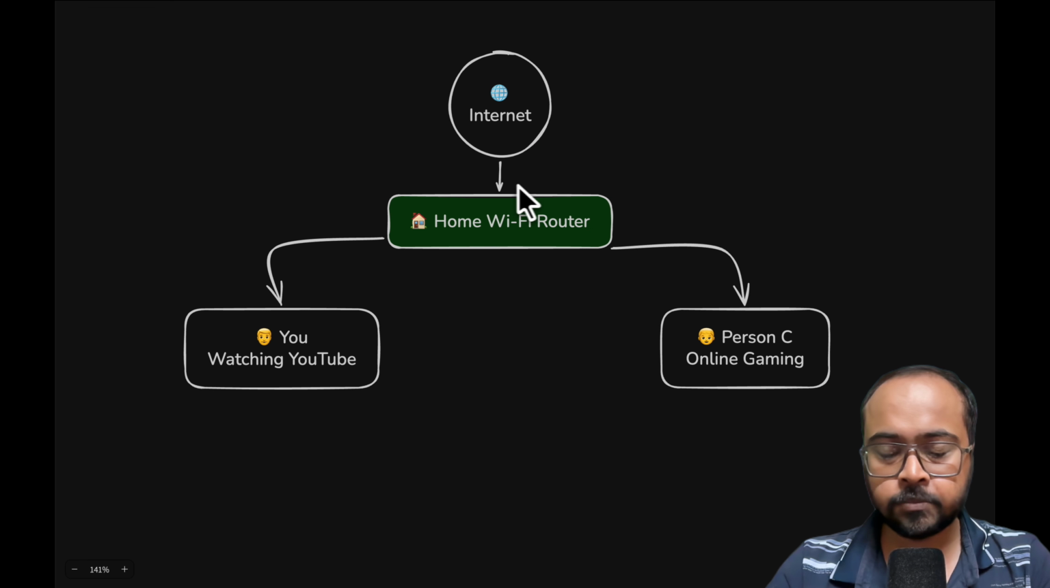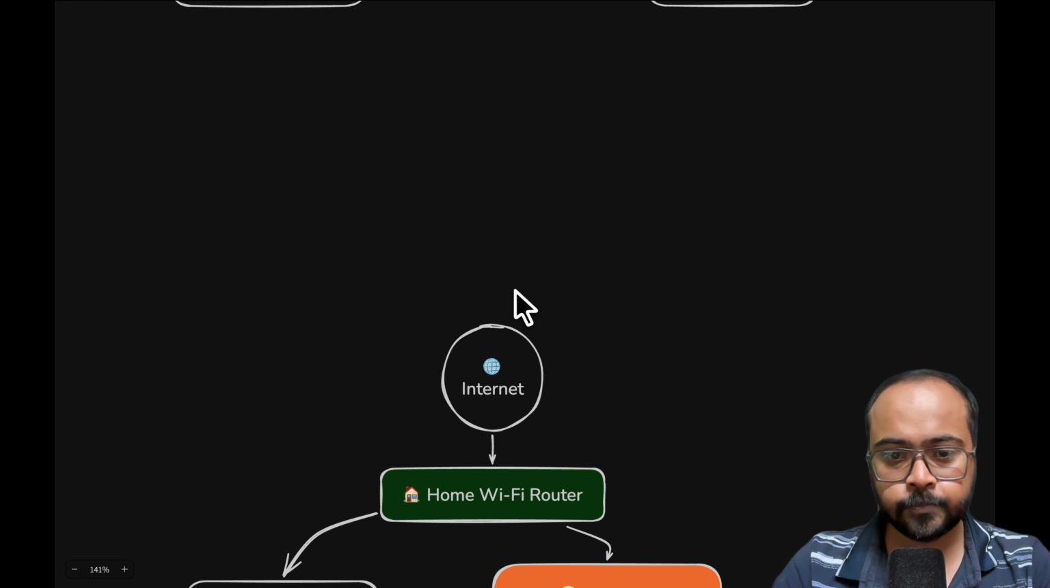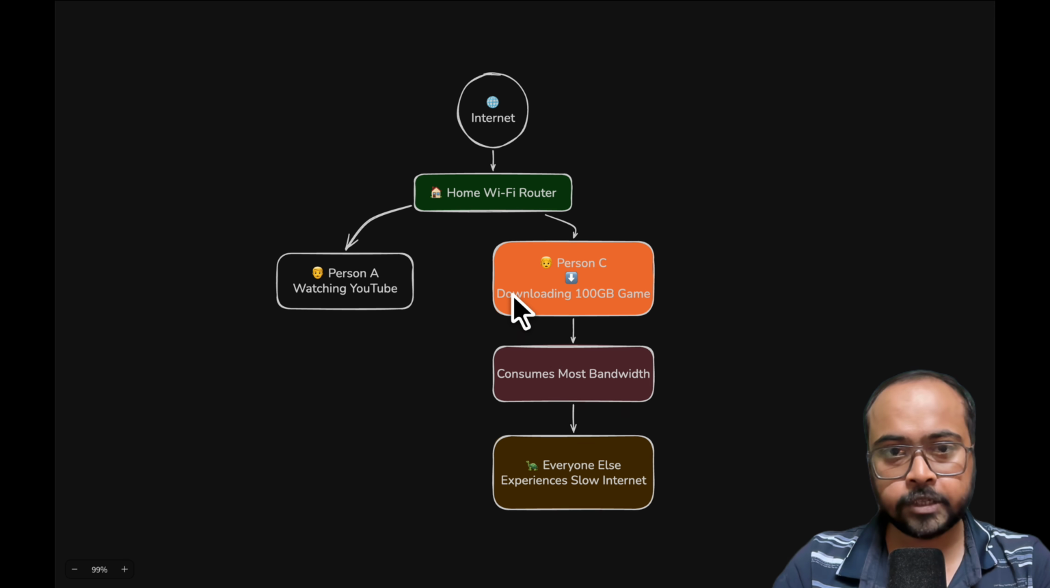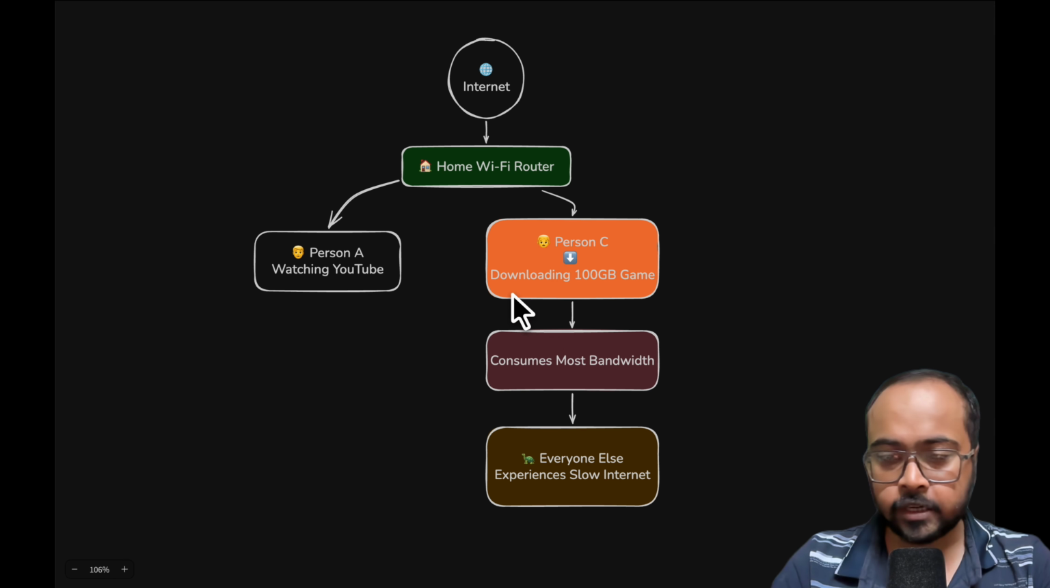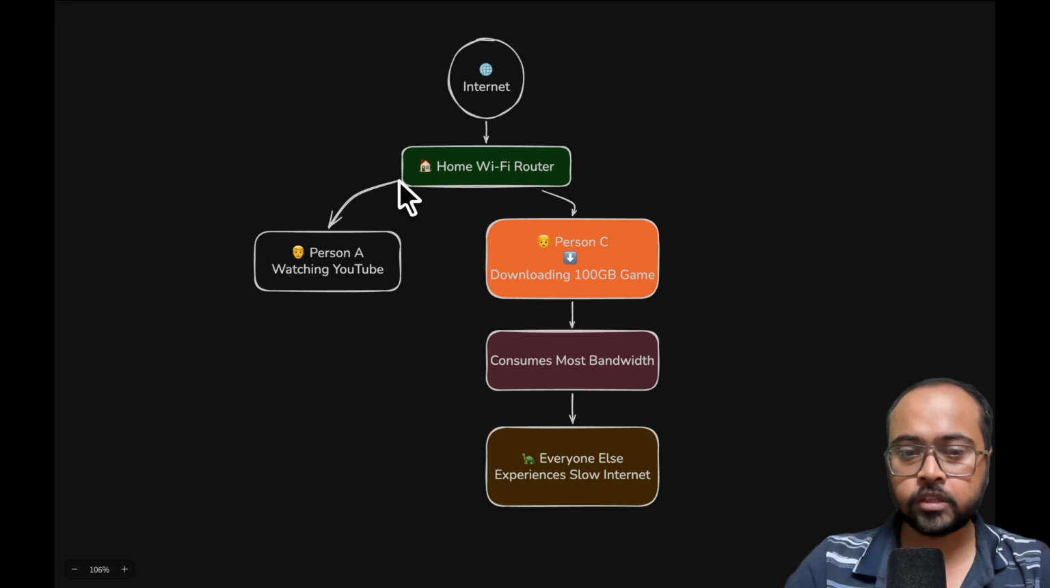Here I have a very simple diagram to elaborate the scenario. You are watching YouTube and your brother is playing some online games. All of a sudden the videos are not loading anymore for you, and it turns out that your brother is now downloading a 100 GB game, and that's the reason the internet speed got reduced for all the people using the same network. So this is what we call the noisy neighbor problem.